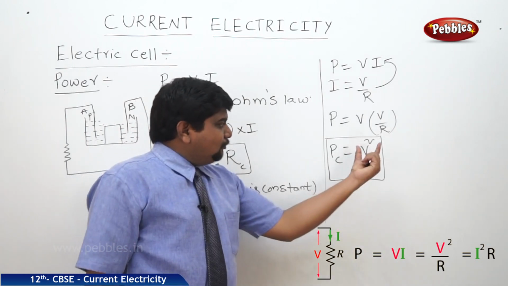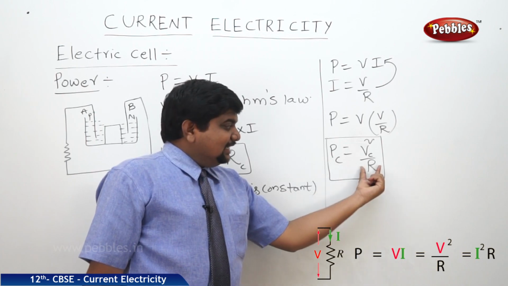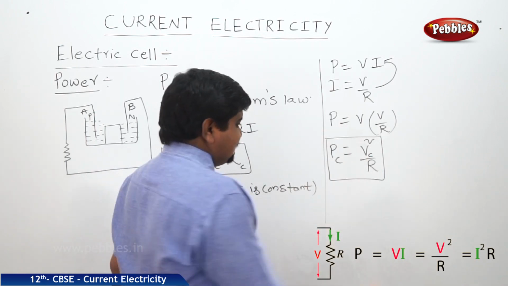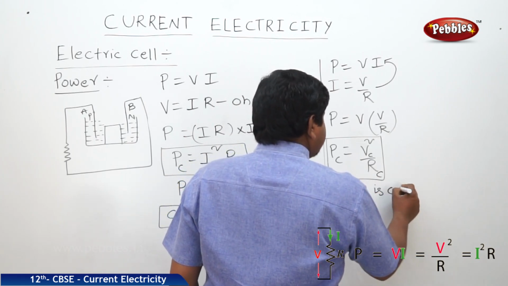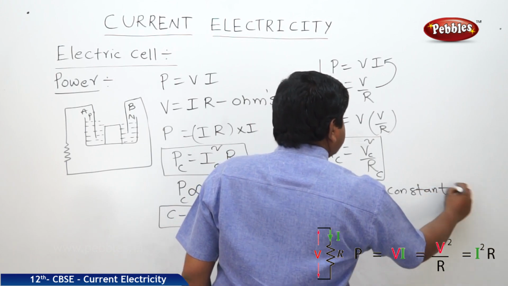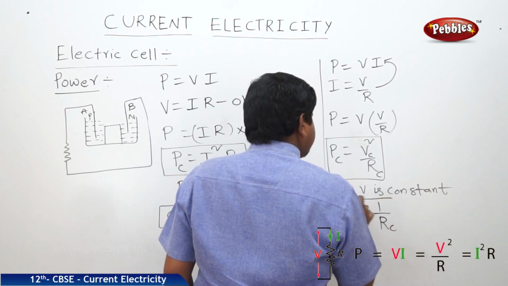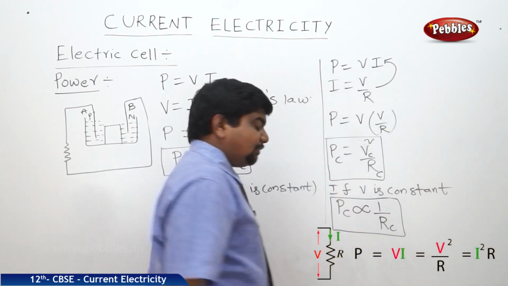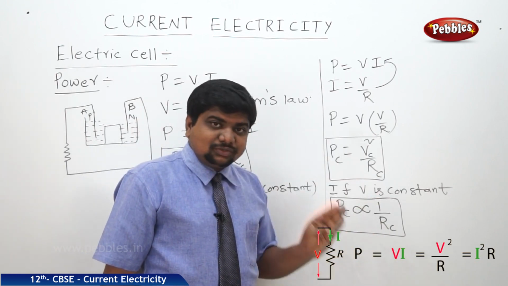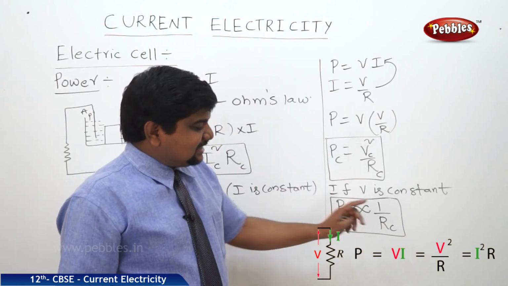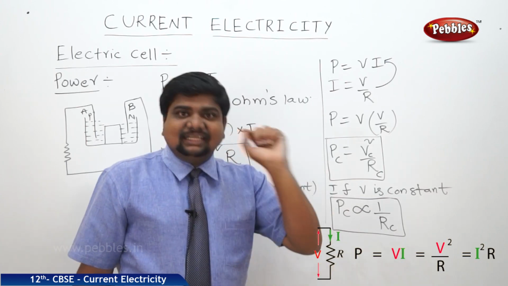So PC is equal to VC square by R. That means if voltage is constant, then the power of the cell is inversely proportional to its resistance. If V is constant, therefore PC is inversely proportional to resistance. Power of the cell is inversely proportional to the resistance of the elements which are used to construct the cell. Now, with this expression, we can understand why the high power transmission wires are very thick.